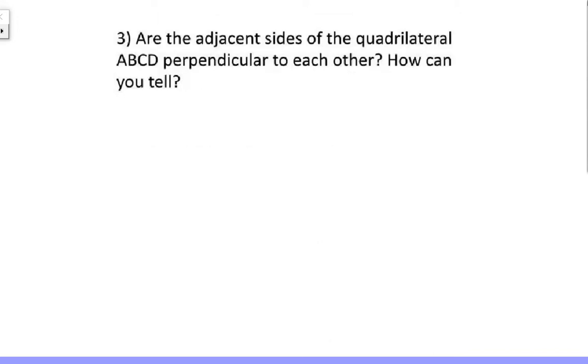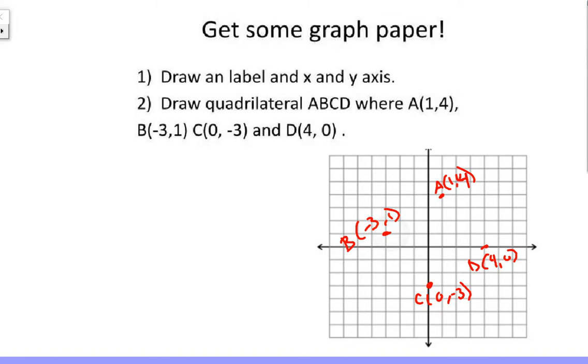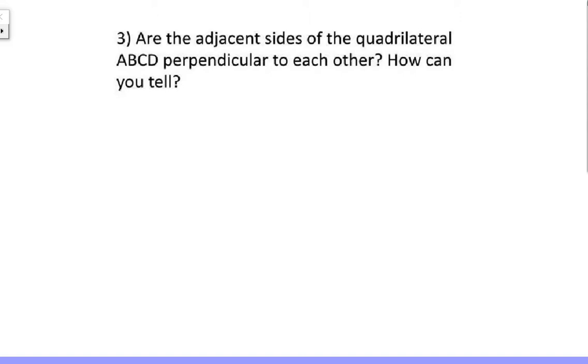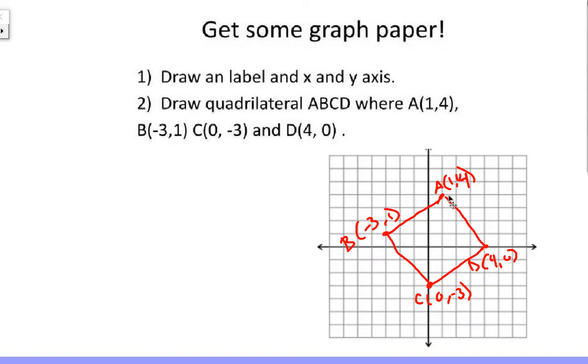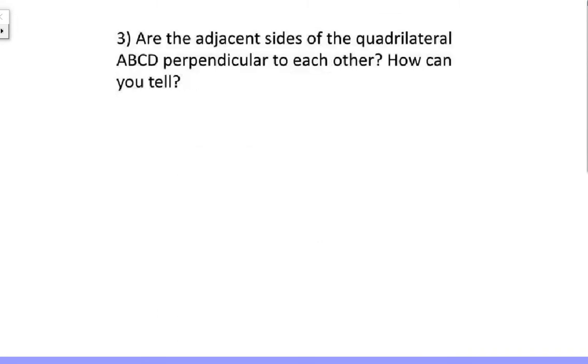So the next task says, are the adjacent sides of the quadrilateral ABCD perpendicular to each other, and how can you tell? Well, remember what determines parallelism or perpendicularity in a coordinate plane: the slopes of the lines. So we need to identify the slopes of these particular sides. Adjacent simply means sides next to each other. We want to know if AB is perpendicular to AD and if BC is perpendicular to CD.